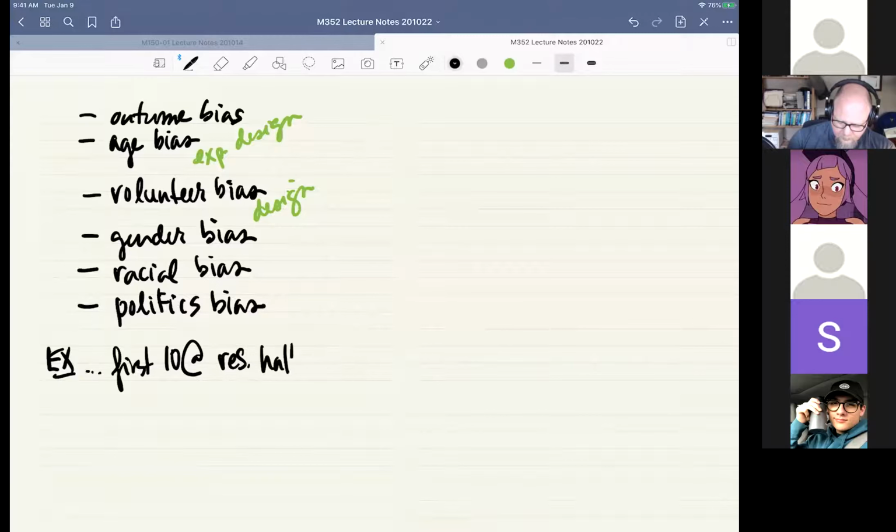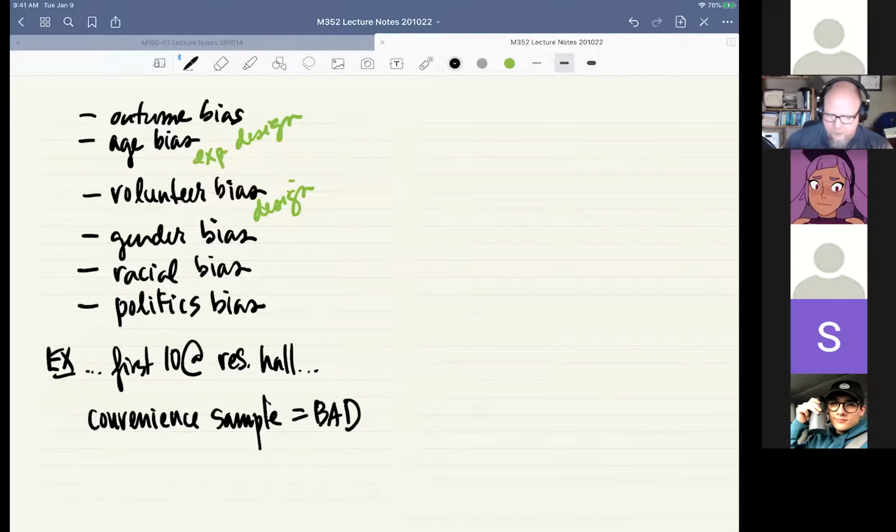I'm just making a note. This example of the first 10 people at a residence hall, I'm going to call that a convenience sample. And that's bad. Okay. I mean, you're not a bad person for doing it, but it's going to introduce bias into your sample. And you don't want that, because that means that your sample is not going to be representative of the whole population of all CI students.